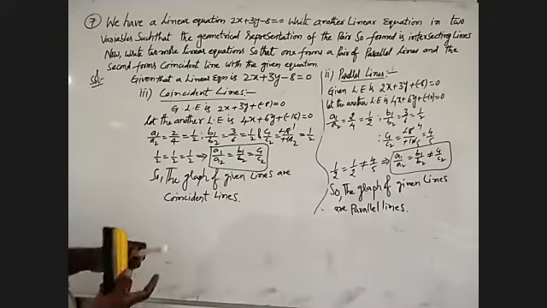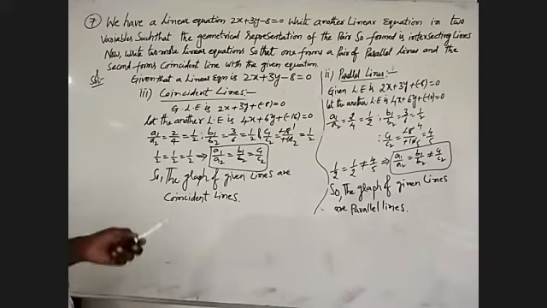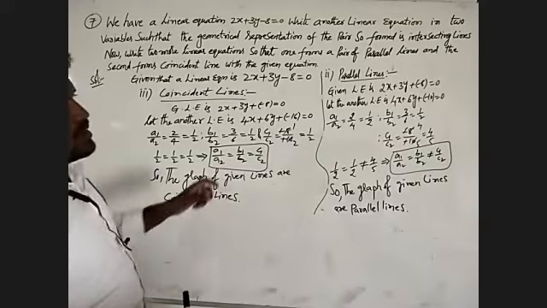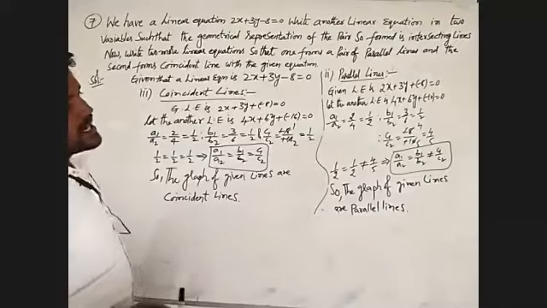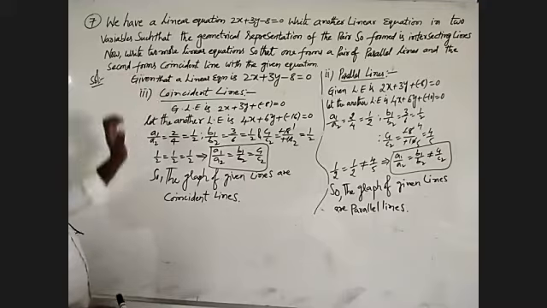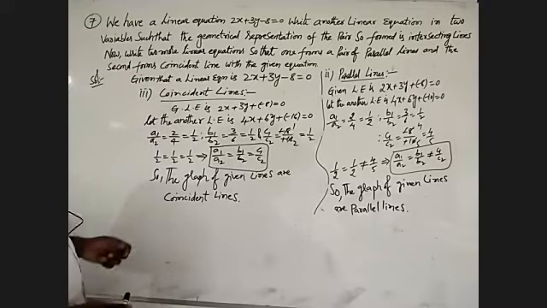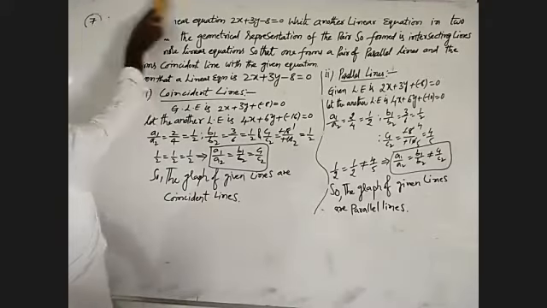The entire chapter depends upon intersecting lines. What condition is satisfied? a1 by a2 does not equal b1 by b2. Otherwise, the second condition is parallel lines, which satisfies the condition a1 by a2 is equal to b1 by b2 does not equal c1 by c2. And if the given lines are coincident lines, then we have to satisfy the condition a1 by a2 is equal to b1 by b2 is equal to c1 by c2. That's all.